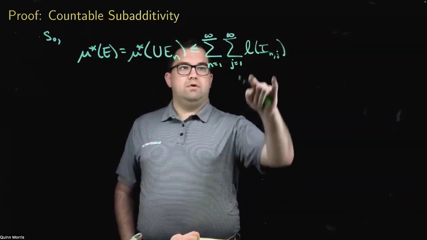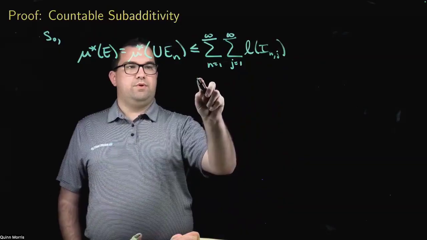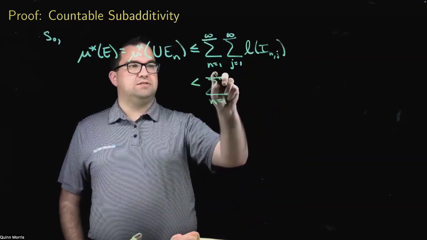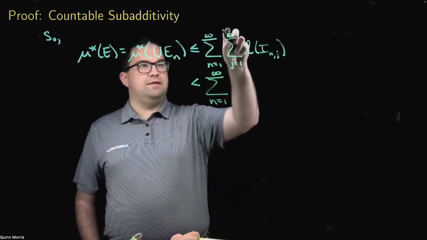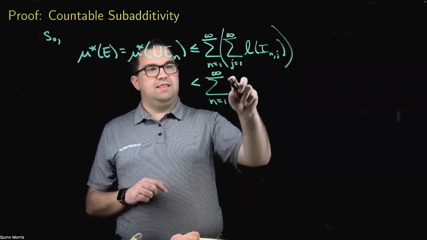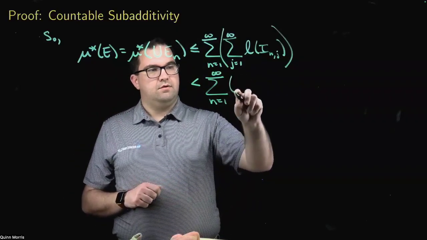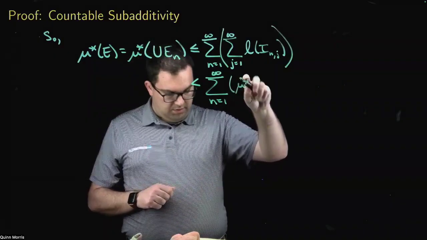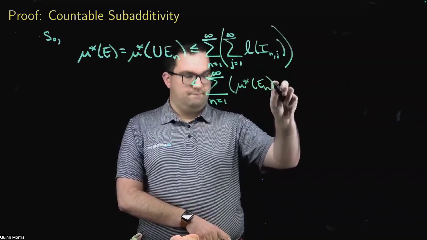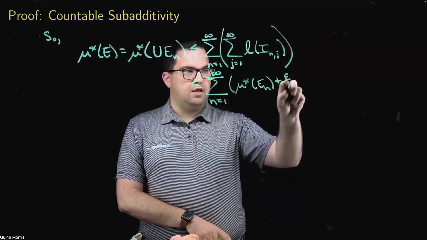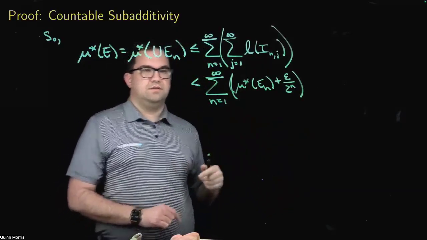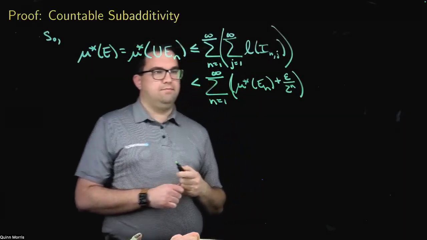All right. Well, earlier we said we chose the I_{nj}'s such that for each fixed n, this quantity was strictly less than mu star of E_n plus epsilon over 2 to the n. Okay, that's how we chose these sets I_{nj}.